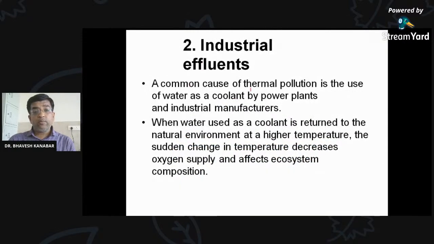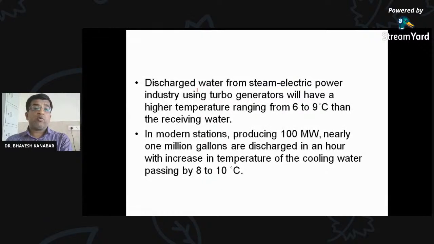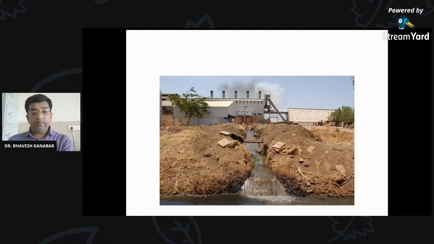Industrial effluent, a common cause of thermal pollution. It is the use of water as a coolant. What we have already discussed, that water is used as a coolant and it is returned back at a higher temperature after it is used. So discharge of the water from the steam or electric power industry using a turbo generator will also have a higher temperature, ranging from 6 to 9 degrees higher than the receiving water. Such type of waste industrial effluent, in this figure, is discharged into the water sources.